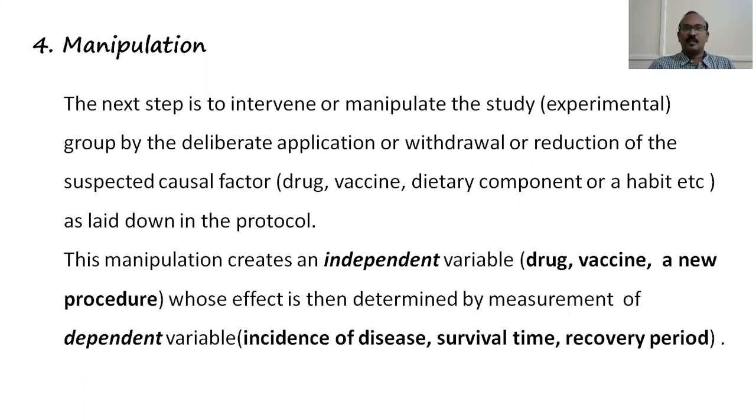So in one group, you either apply or withdraw a suspected causal factor. This can be a drug, a vaccine, a dietary component or a habit, as laid out in the protocol. As we discussed about the drug, that is the iron folic acid tablet. Vaccine, again, we discussed the vaccine for whooping cough. So this manipulation creates an independent variable, that is drug, vaccine, and new procedure, whose effect is then determined by the measurement of the dependent variable, that is incidence of disease, survival time, and recovery period.